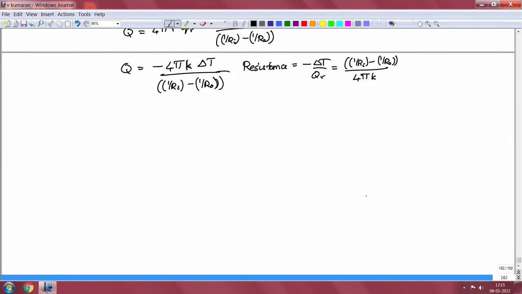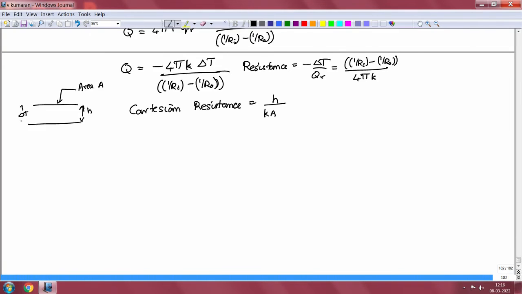If you recall, when we had done heat conduction in a Cartesian coordinate system, the resistance was equal to H by k A, where H was the thickness of the slab and A was the area. And delta T was the temperature difference. That was for a Cartesian coordinate system.